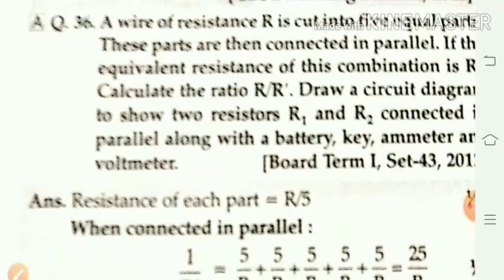We will take the next question. A wire of resistance R is cut into 5 equal parts. These parts are then connected in parallel. If the equivalent resistance of this combination is R dash, calculate the ratio of R to R dash.